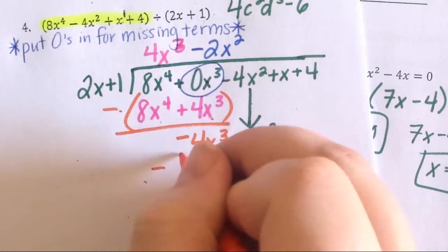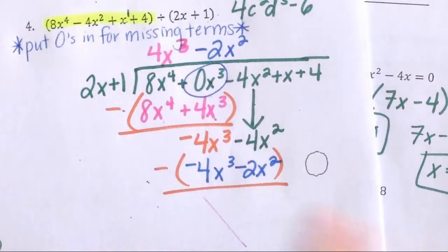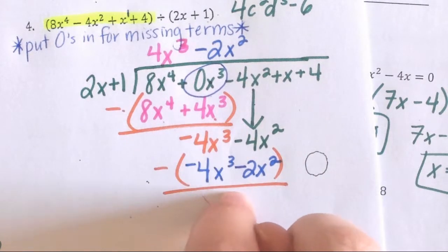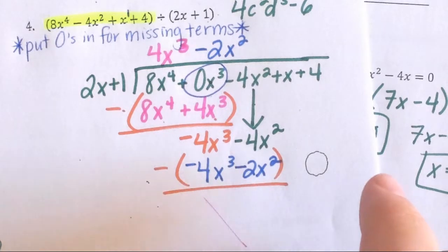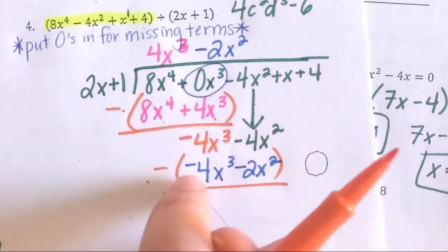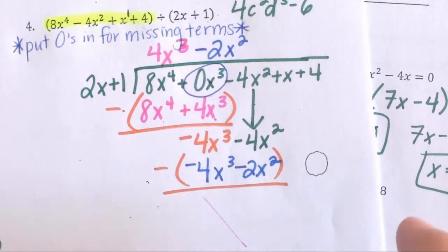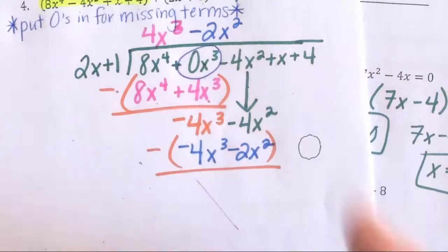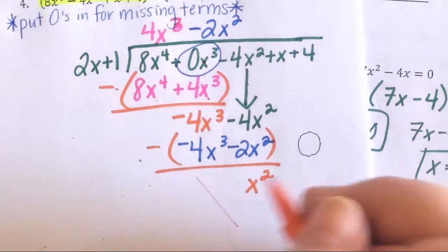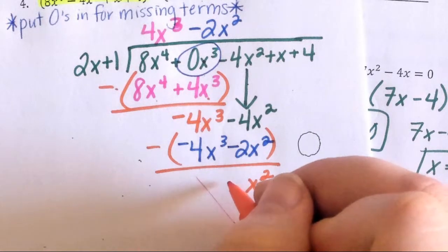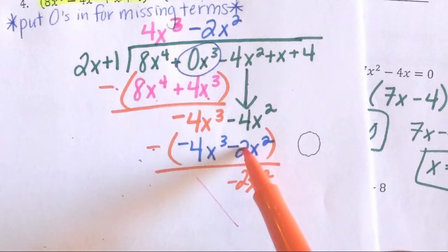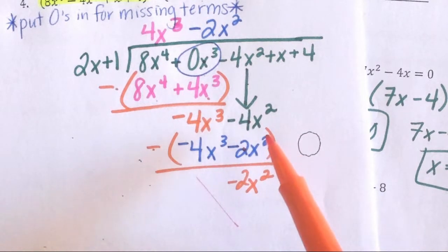Okay, well, we need to subtract negative 4x to the third minus a negative 4x to the third. Those cancel out, so I have 0x to the third. That's what I wanted. I wanted the thirds to go away. But now I have negative 4x squared minus negative 2x squared. So what should I actually end up with? Yes, Paige? Yes. So it was negative 4 minus a negative 2. So it was negative 4 plus 2, which is negative 2.